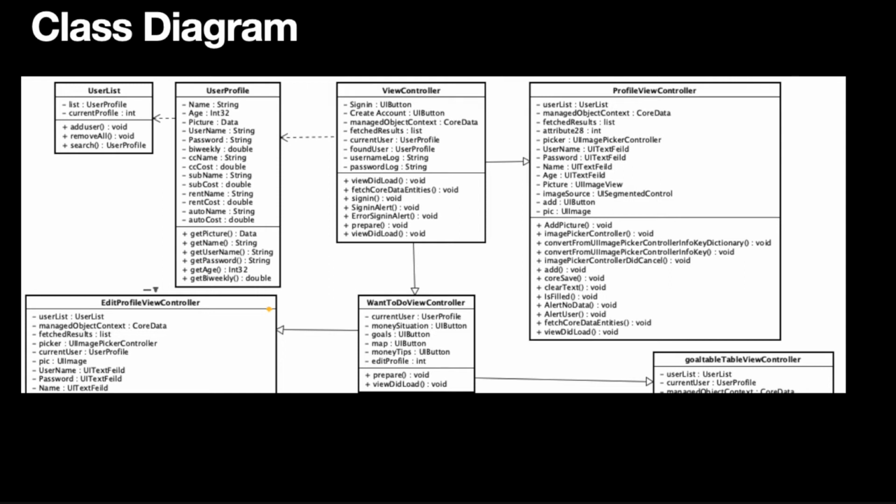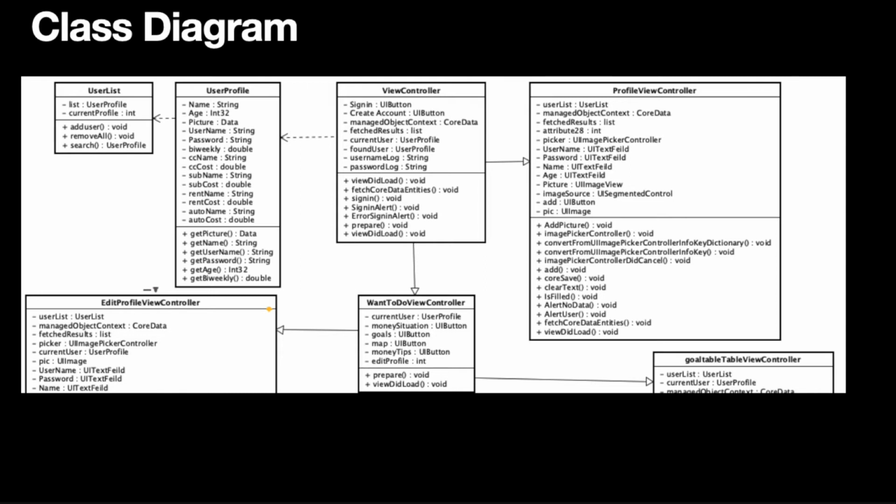To the right, you can see the profile view controller. This is where the user can create their profile. They can set their name, username, age, password, and the pictures. To the left of the view controller, you can see that we have user profile and user list. This is mainly the core data aspect of the program, where it just saves all the user information.